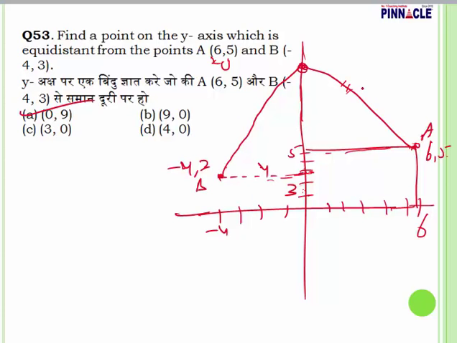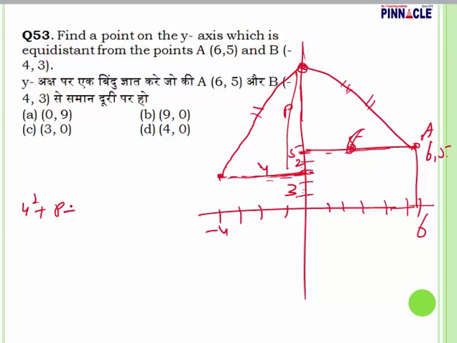Otherwise you can also calculate what the distance should be. This is 6, x is 6. You have taken this as p. Then this should be equal to p plus 2. So 4 square plus p plus 2 square should be equal to 6 square plus p square.